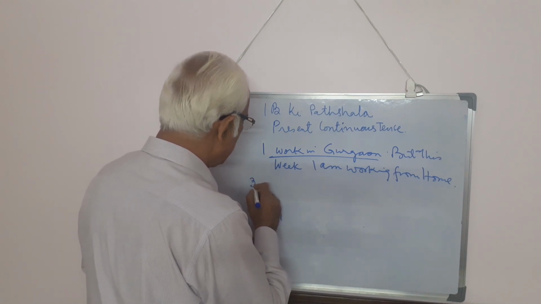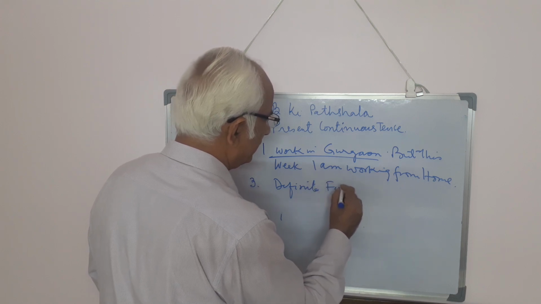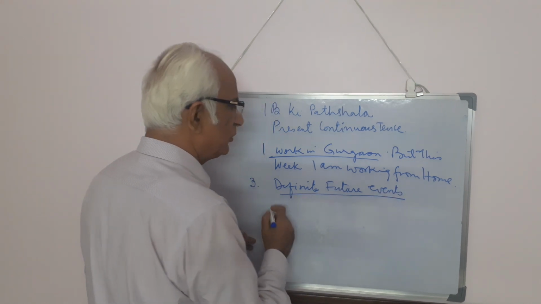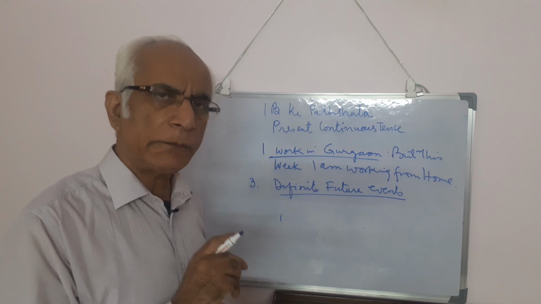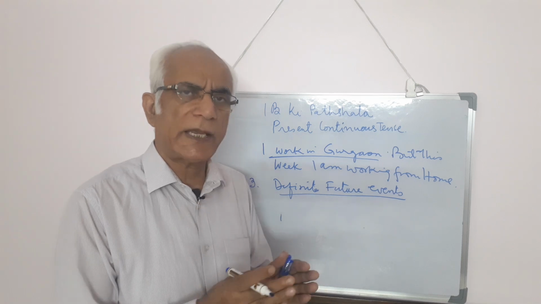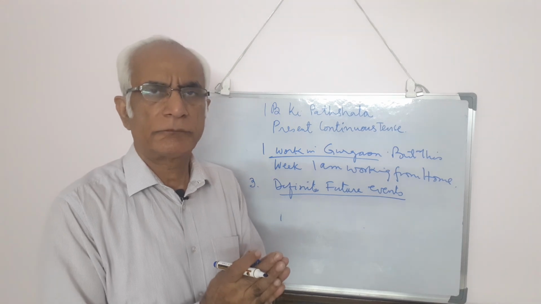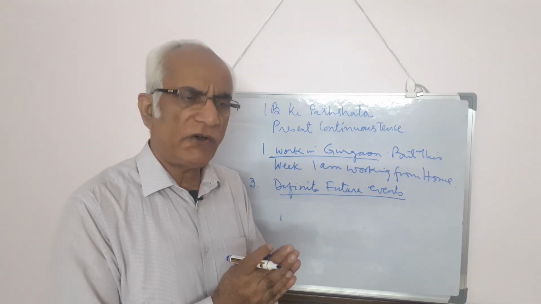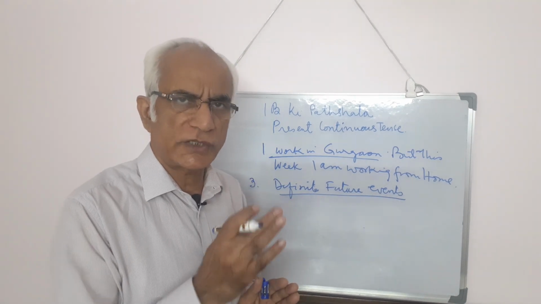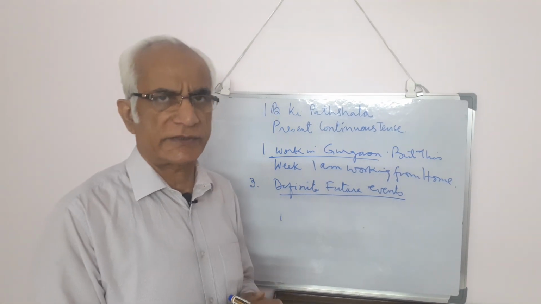Third situation is definite future events. We also use simple present tense for this thing. We use both simple present tense and present continuous tense to talk about events which will happen in the future at a definite time. We know the program is fixed. Normally for events in the future or actions in the future, we will have to use future tense. But we can also use simple present tense and present continuous tense.